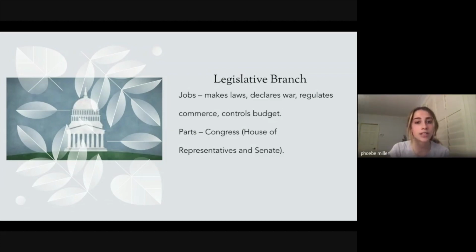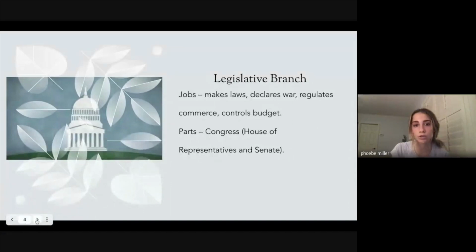Each state elects 2 representatives for the Senate and a certain number of representatives based off of the state's population for the House of Representatives. For example, Texas has 36 House representatives. Do you know any of our senators here in Texas? Currently, our senators are Ted Cruz and John Cornyn, and they serve 6-year terms.